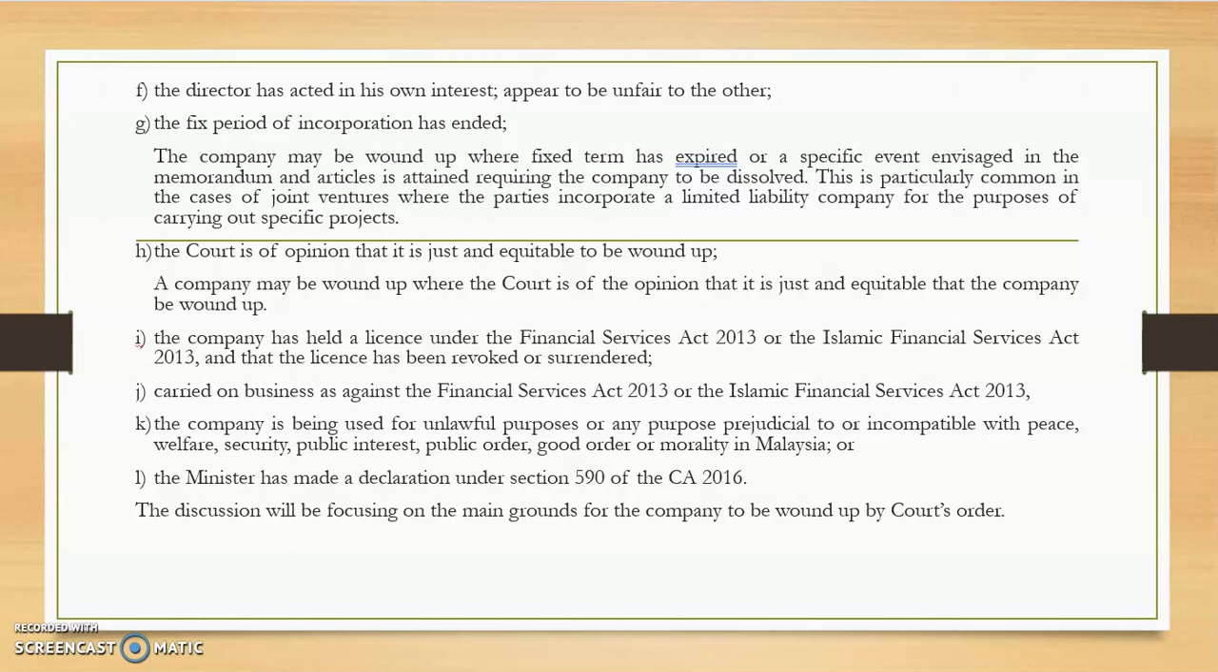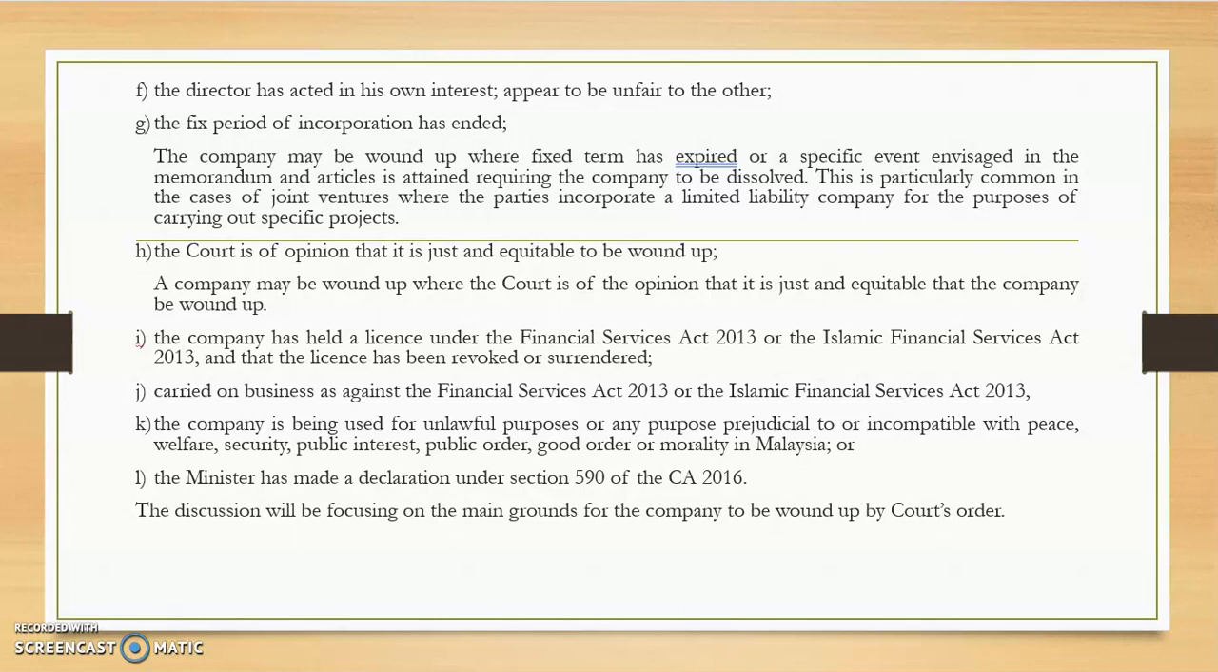Okay, and then the other ground for winding up is that the period of incorporation has ended. So a company may be wound up where the fixed term has expired. When they incorporate a company, probably they decided that this company will run for only 5 years, okay? Or a specific event envisaged in the memorandum and articles, actually in the constitution, is attained, requiring the company to be dissolved. This is particularly common in the case of joint ventures, where parties incorporate a limited liability company for the purposes of carrying out specific objects.